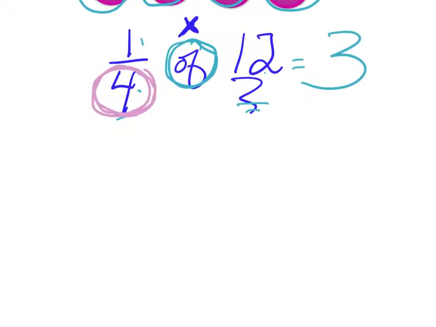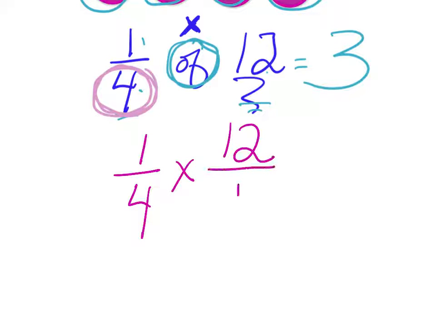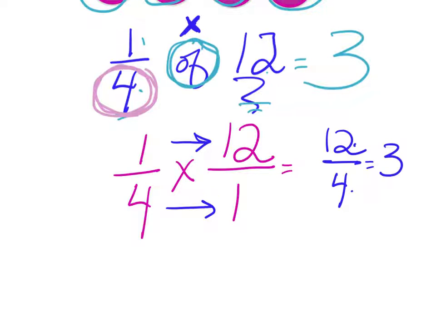Let's look at this with the standard algorithm. If I had 1/4 times 12, I could put that whole number over 1, and I could multiply across and multiply across to get 12 divided by 4, which is 3.